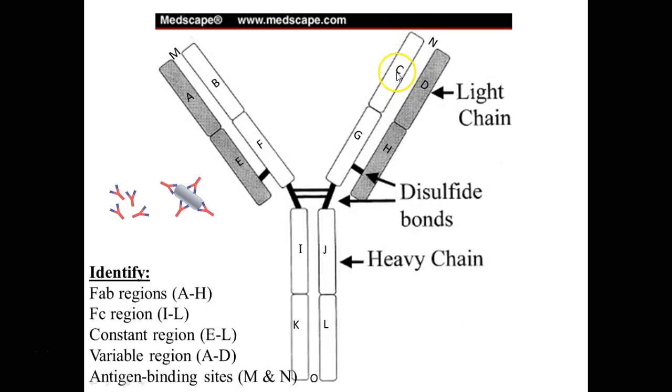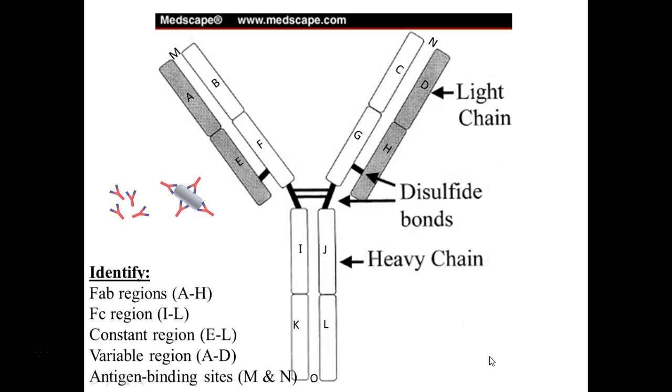But it's the combination that we'll talk about later of the sequence that's here in this part of the protein and the combination that's different here in the light chain that gives each antibody its unique antigen binding sites, represented here by M and N. And then again, O is just representing and reminding you that this is where the antibodies interact with the immune cells and components of our immune system.